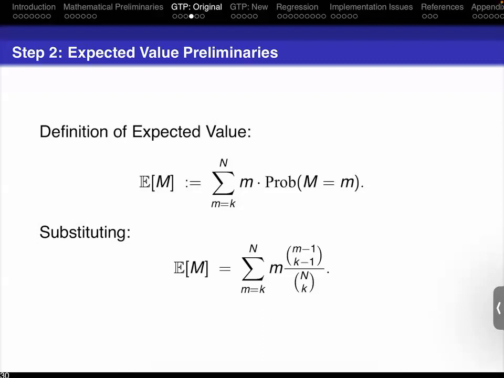So I now want to calculate what is the expected value of the largest tank. So it's going to be m times the probability of m. So I need to evaluate this sum. Does anybody have any thoughts about how we might try to evaluate this sum? What can we do? So we have m times the quantity m minus 1 choose k minus 1 divided by n choose k. Any thoughts about what we could do or what we might want to expand?